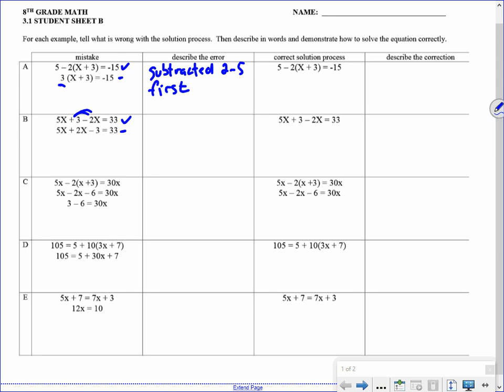You remember the name for it? Not distributive. It starts with a C. Commutative property. So they used the commutative property.